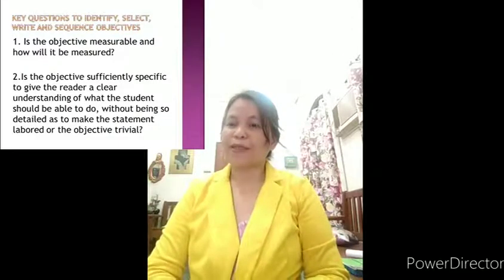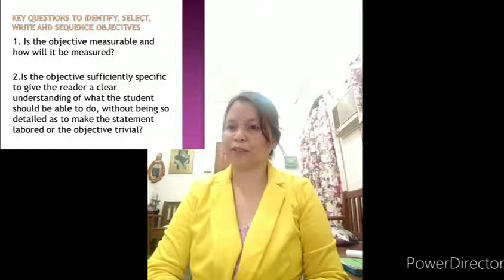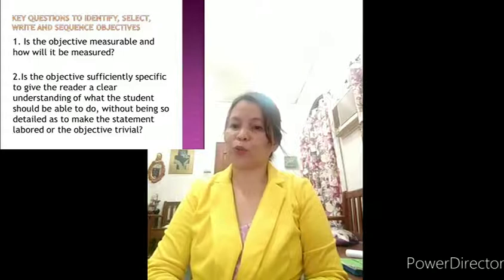So, we have to identify several key questions to identify, select, write, and sequence these objectives. These are the 5 key questions. Number 1, is the objective measurable and how will it be measured? Number 2, is the objective sufficiently specific to give the reader a clear understanding of what the student should be able to do without being so detailed as to make the statement labored or the objective trivial?